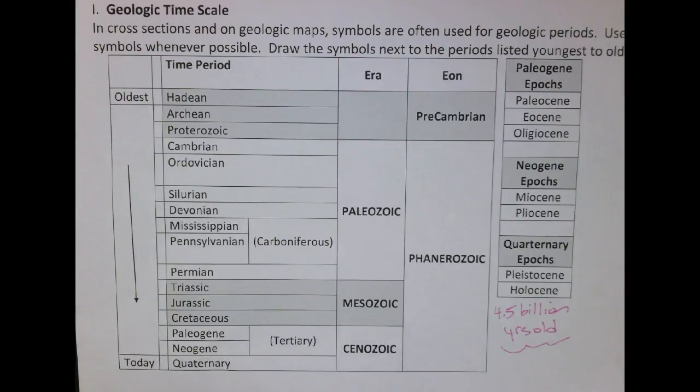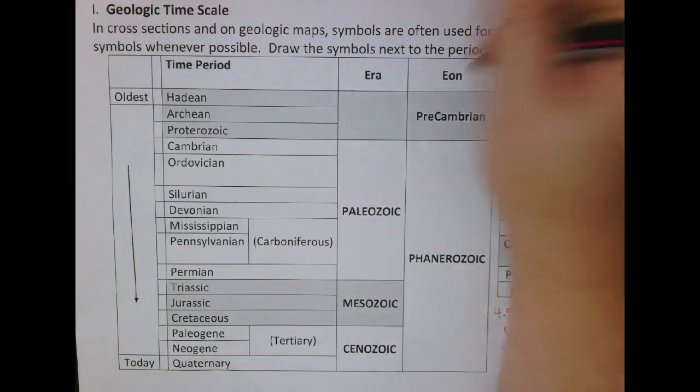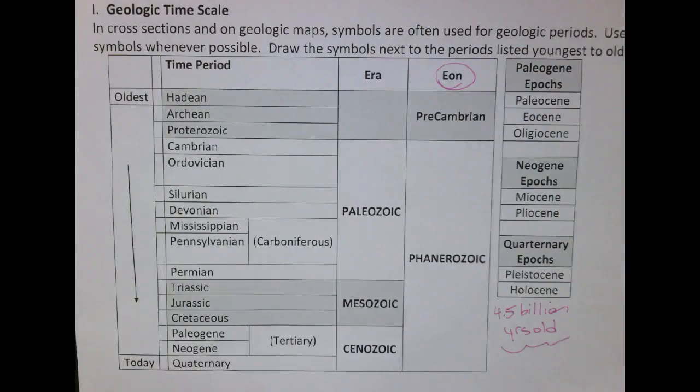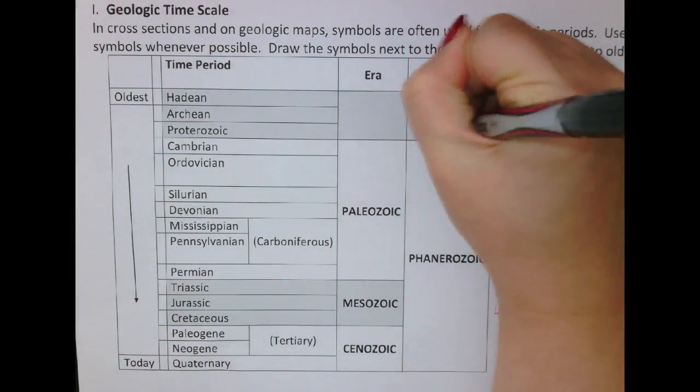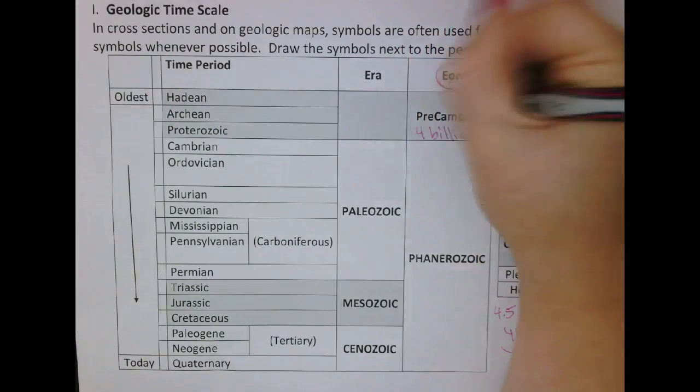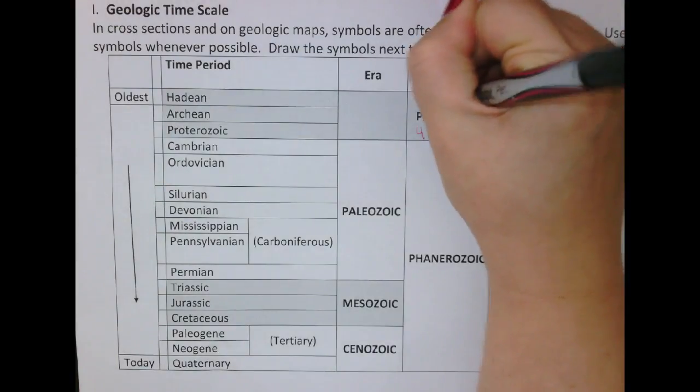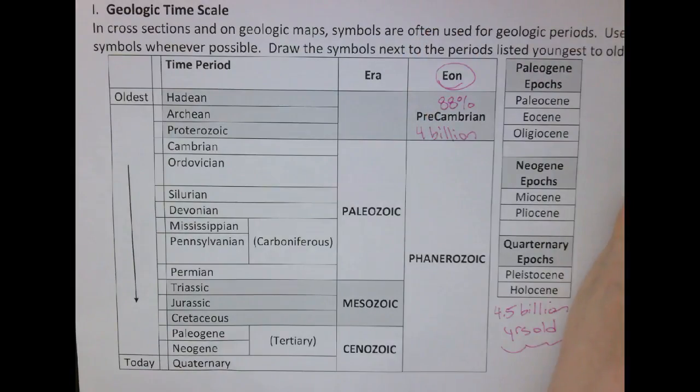The top of this diagram is the oldest and the bottom is the youngest. It's today. We're going to start over with eons. Now, an eon is a very large chunk of time representing billions of years. The Earth is 4.5 billion years old. The Precambrian is about 4 billion years old. It represents 88% of the Earth's history.